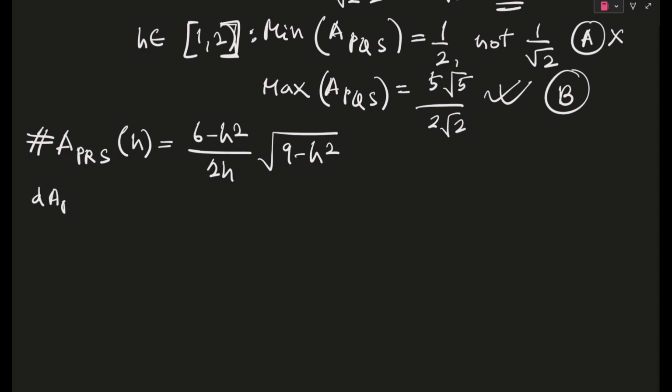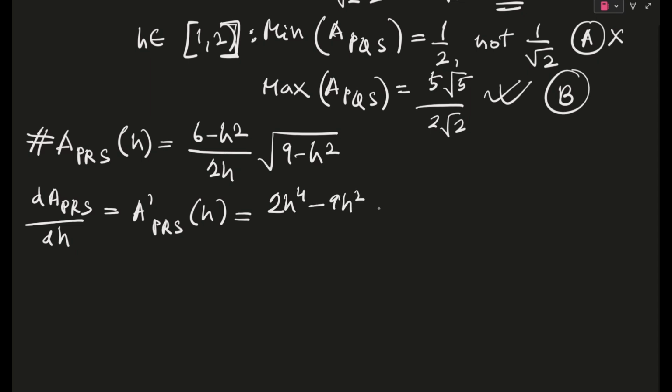So dA PRS by dh, which is your A dash PRS as a function of h. Okay, this will be a little long, so I am not going into the calculation much. This took me, I guess, 3 to 4 lines approx, a little bit of calculation. Okay, I am directly writing out the result, don't worry. If you want, you can calculate. This will come out to be 2h power 4 minus 9h squared minus 54, and this thing is whole divided by 2h squared root under 9 minus h squared.